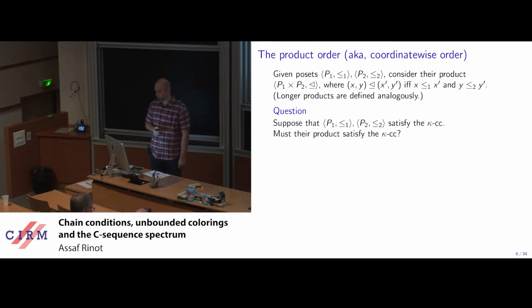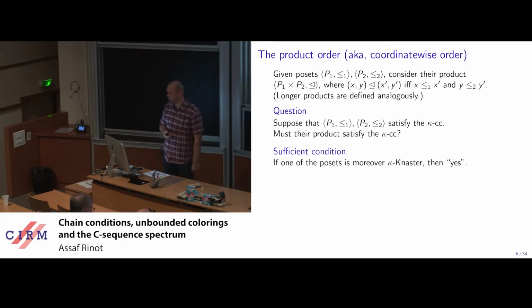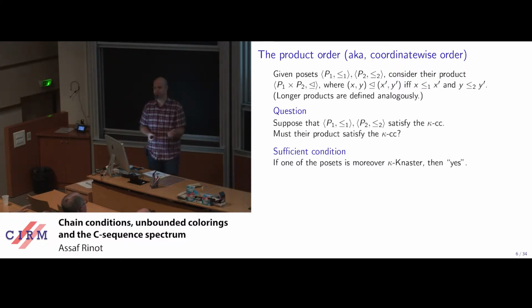So here is a very basic question. Suppose you have P1 and P2, two kappa-c.c. posets. Must the product satisfy the kappa-c.c.? And there is an obvious sufficient condition. If one of the posets is moreover kappa-Knaster, then definitely the answer is yes. You project to one of these coordinates, and either the cardinality there is less than kappa, and then you can use the kappa-c.c. of the other side, or it has cardinality kappa, you apply Knasterness to this coordinate, and then you go to the other side.